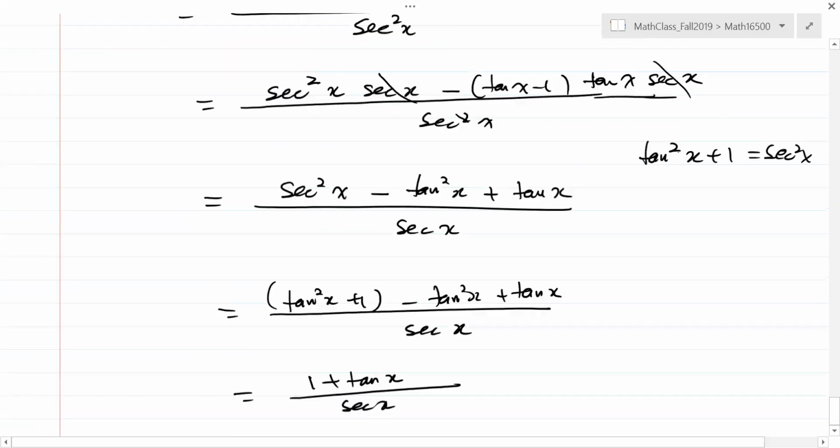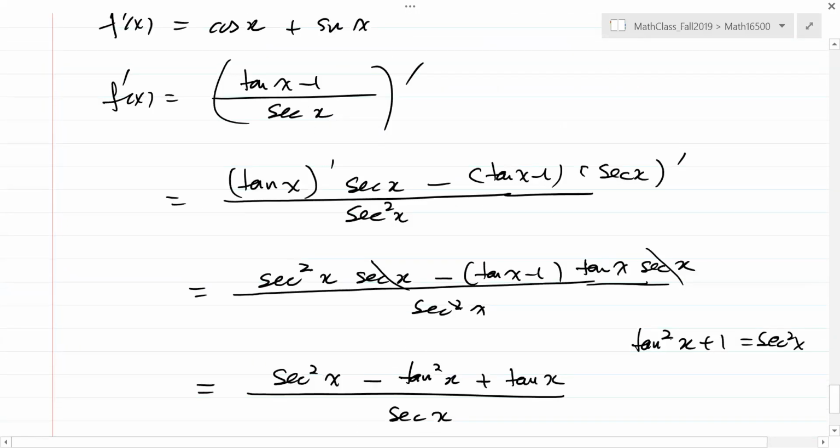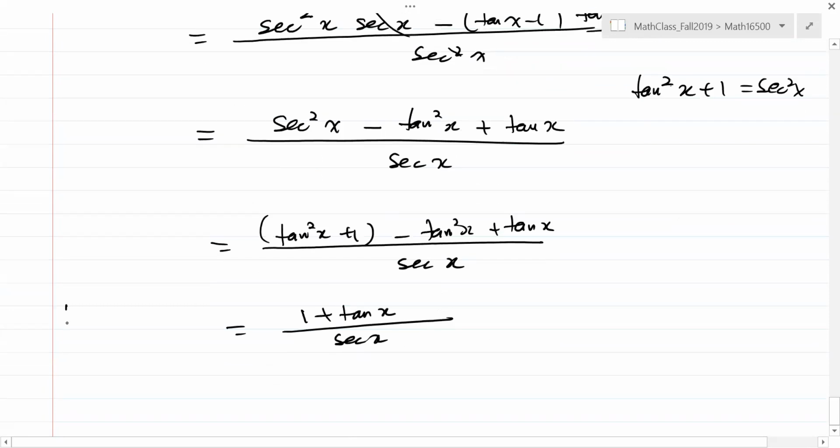Okay, we began with what? We began with (tangent x minus 1) over secant x. So we find that the derivative is going to be this. It's okay. It's in a similar form, so I'm satisfied with this. But if you really want to change it to sine and cosine, it's just sine x plus cosine x. But you see, it's more complicated to find the derivative without simplifying the function. Okay? So you do your best to simplify the function.